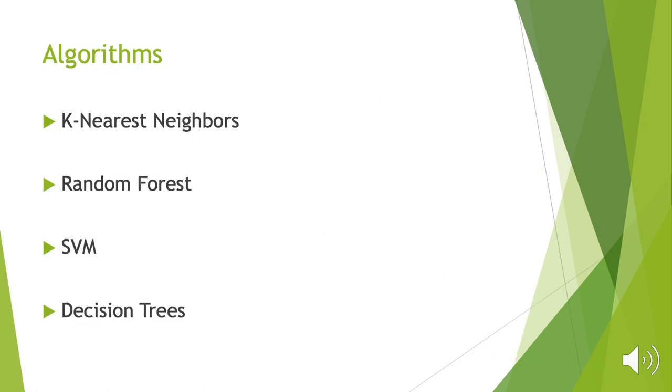For this, we have chosen 4 prominent classification algorithms: k-nearest neighbors, random forest, SVM, and decision trees. Out of these, we have implemented KNN and random forest, and we have used the existing libraries for the decision tree and SVM, support vector machines. The performance and evaluation of these algorithms on our dataset will be discussed by our teammate Sudhi.